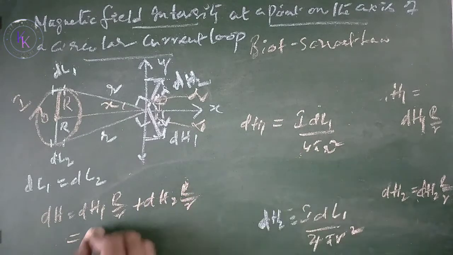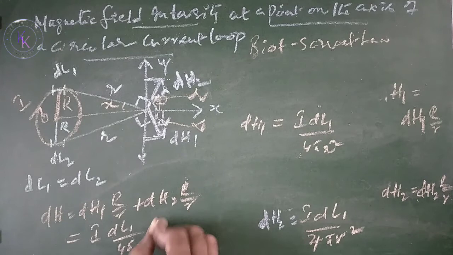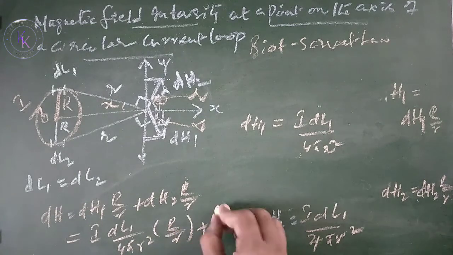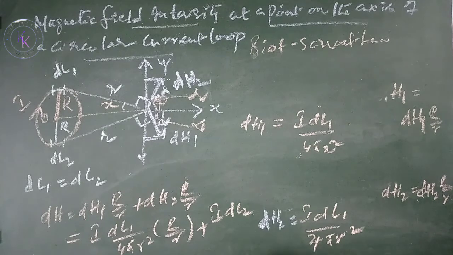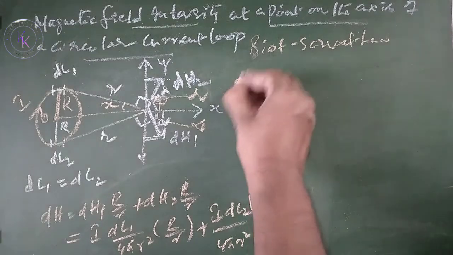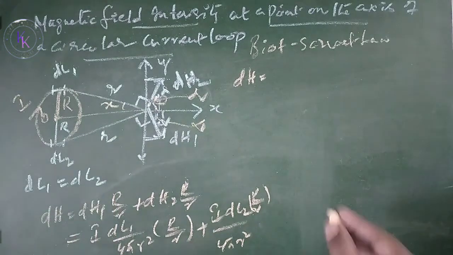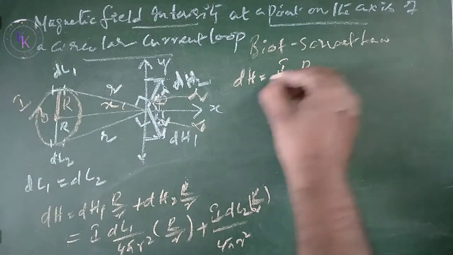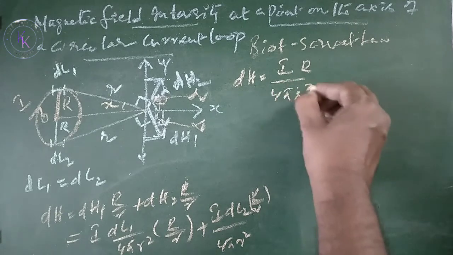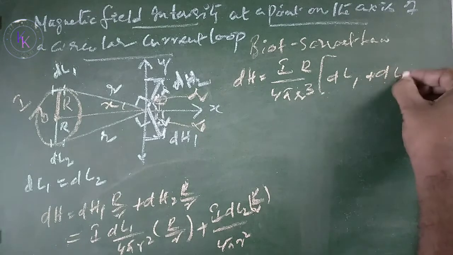Then dh1 we know is I dl1 divided by 4 pi r square multiplied by R by small r, plus I dl2 divided by 4 pi r square times R by small r. Then dh, the magnetic field intensity due to dl1 and dl2, is I R divided by 4 pi r cube of dl1 plus dl2.